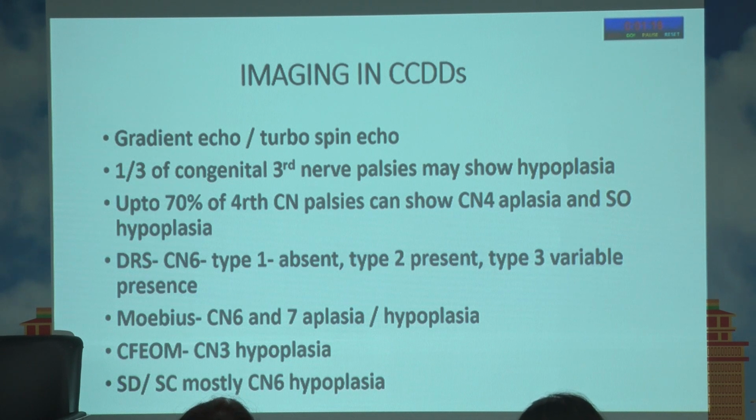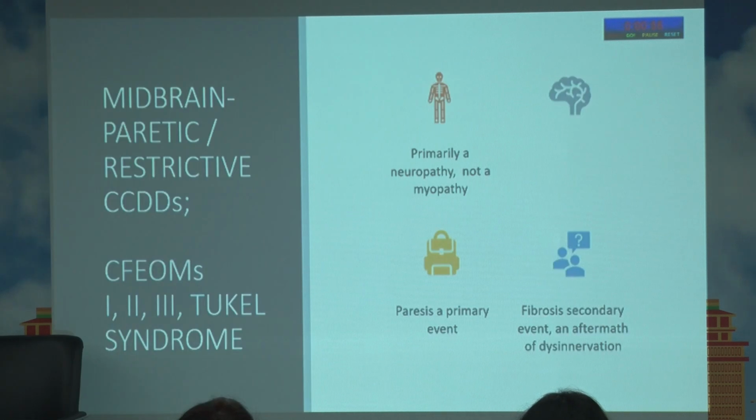Mobius syndrome, as we were saying, involves the 6th and 7th nerve, and you can have CN6 and 7 aplasia or hypoplasia, and it has a lot of systemic involvement. Mobius, we don't have time to talk about in detail. CFEOM3 shows cranial nerve 3 hypoplasia, and synergistic divergence and synergistic convergence can mostly show CN6 hypoplasia because they are happening at the level of the pons. So we talk about CFEOMs.